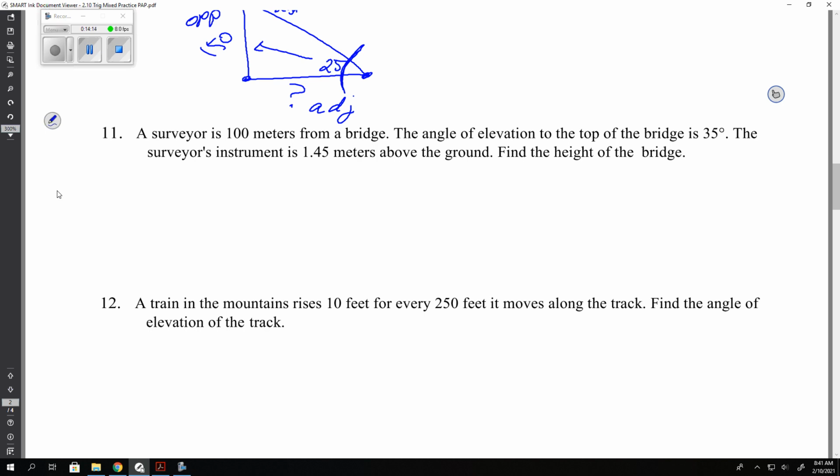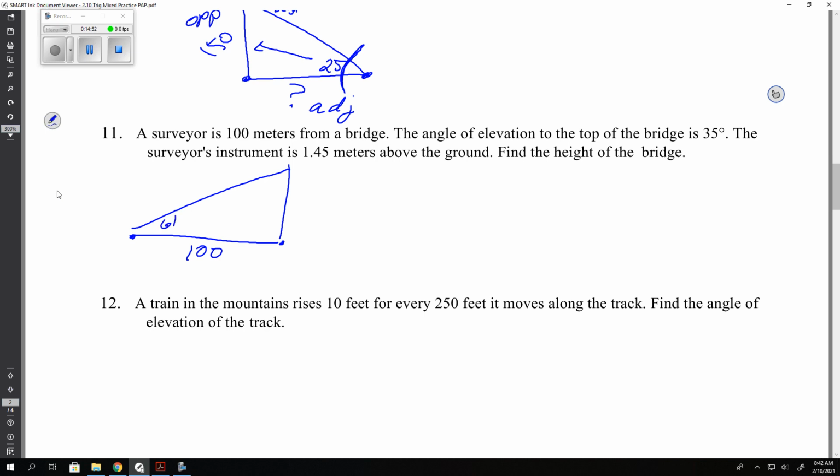Because a surveyor is 100 meters from a bridge. Okay, right away. Surveyor, bridge, 100 meters. Right? And then they say the angle of elevation to the top of the bridge is 35 degrees. Okay? And here you're the surveyor on the left over here. You're looking straight forward, along where this 100 is, but you gotta look up, see the top of the bridge. So there you go. And it's 61 degrees.